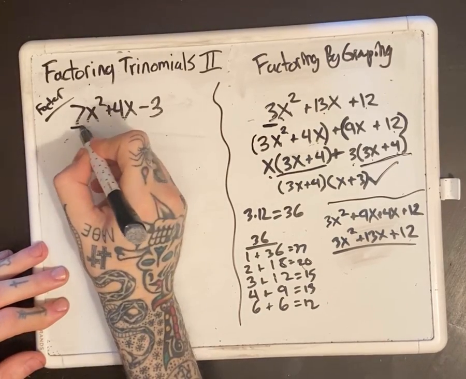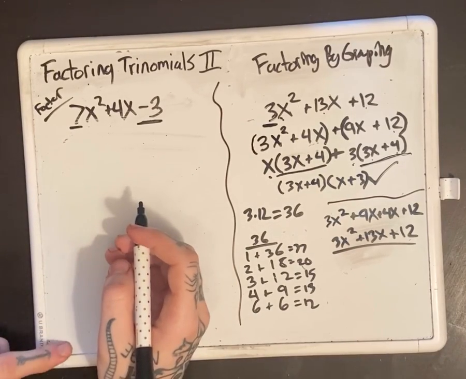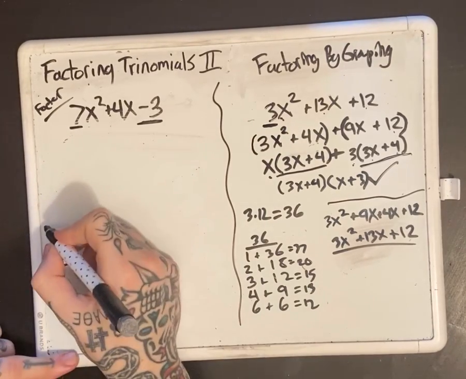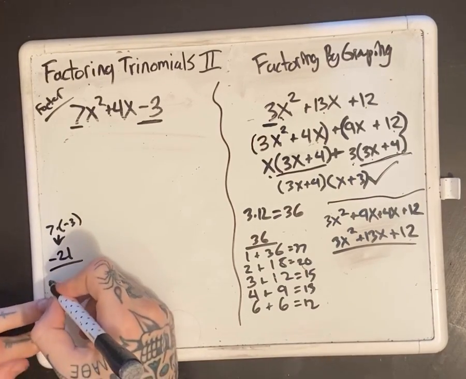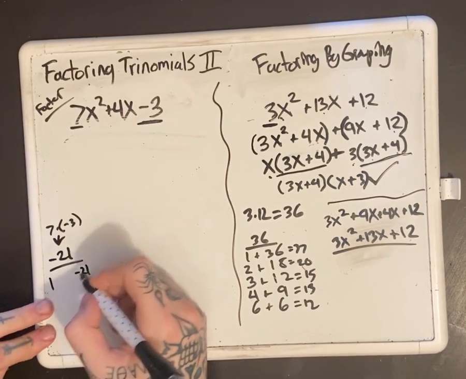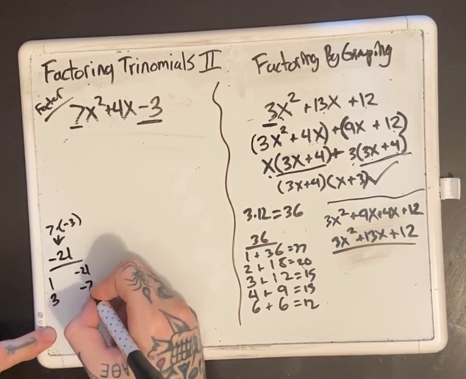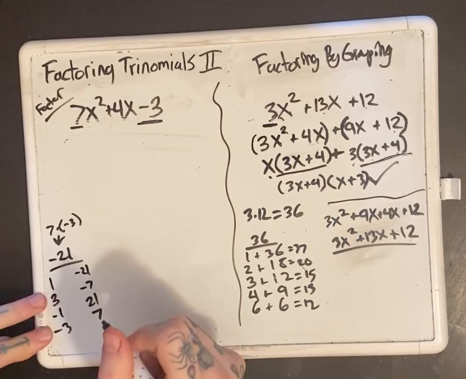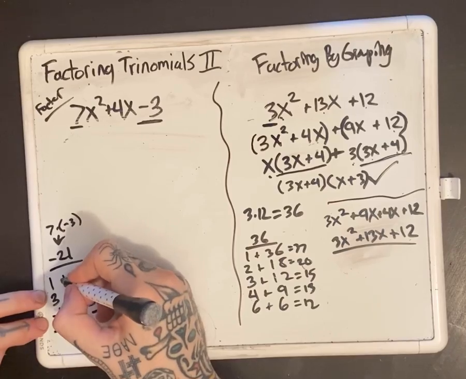But remember, we multiply the first 2 terms together. So 7 times negative 3 is negative 21. Now we're going to factor negative 21. So 1 and negative 21, and 3 and negative 7. Also negative 1 and 21, and negative 3 and 7. Now we're going to add all of these together and see which one gives us 4.